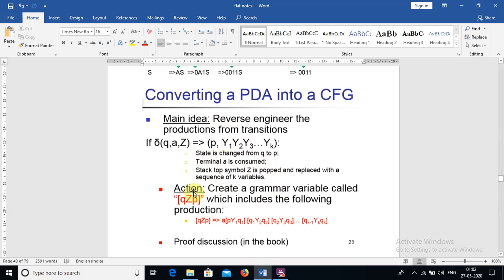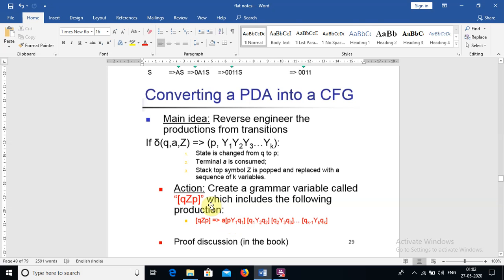So to implement this, we can create a grammar variable called [QZP]. So in [QZP], Q is a state, P is a state, Z is a stack variable, okay. So here [QZP] is defined in detail like this, okay. So A is the input symbol, P is the new state, Y1 is the new stack variable that is going to be pushed into the stack, and Q1 is a state.